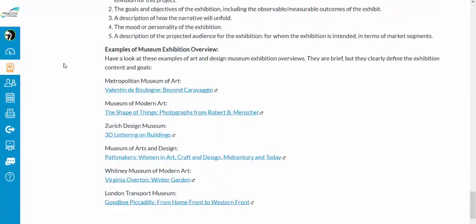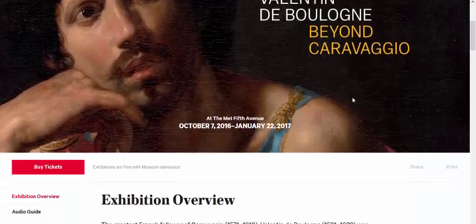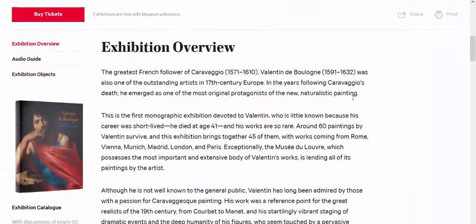Here's one from the Metropolitan Museum of Art in New York. This was on Valentine de Boulogne. Here is their exhibition overview for this show, and you can see it's only 3 paragraphs, but it clearly describes what the exhibition is about and its goals.